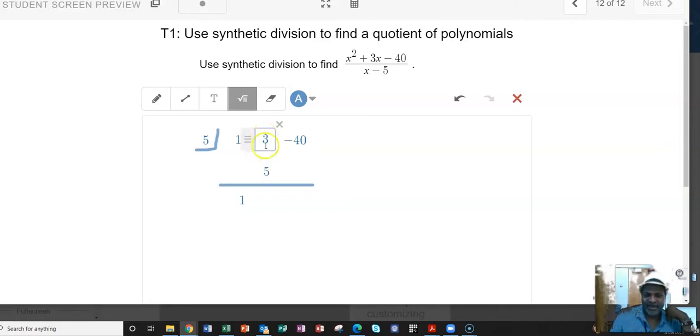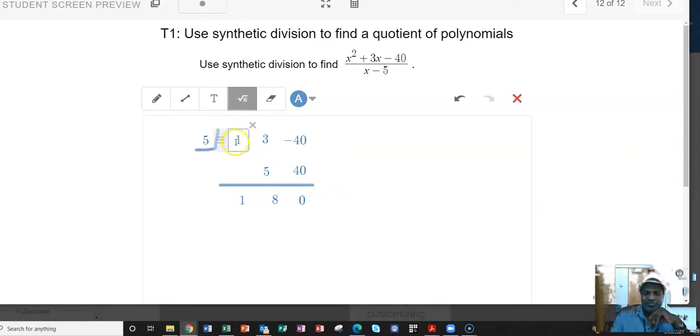Now we're going to repeat the process. This time we're going to add the 3 and the 5, and that's going to give us an 8. What do you think we're going to do with the 8? Same thing we do with the 1: multiply times 5 and put the product in the next column. Now we add negative 40 and 40, and we get 0. This is our remainder. Since we have nothing left over, that means we have an even division here.